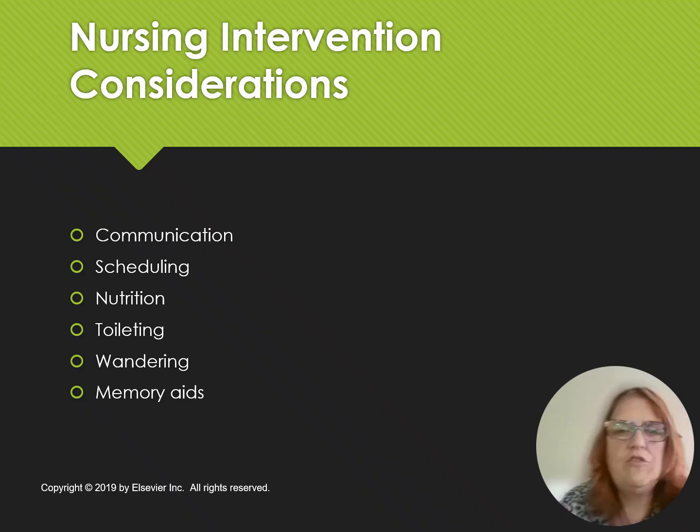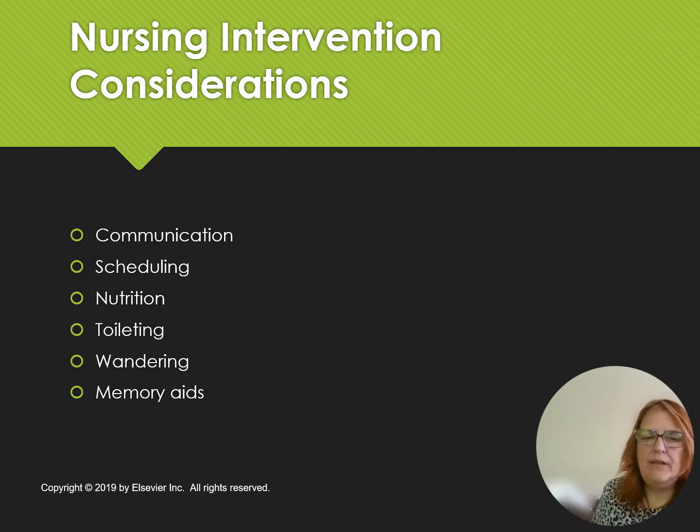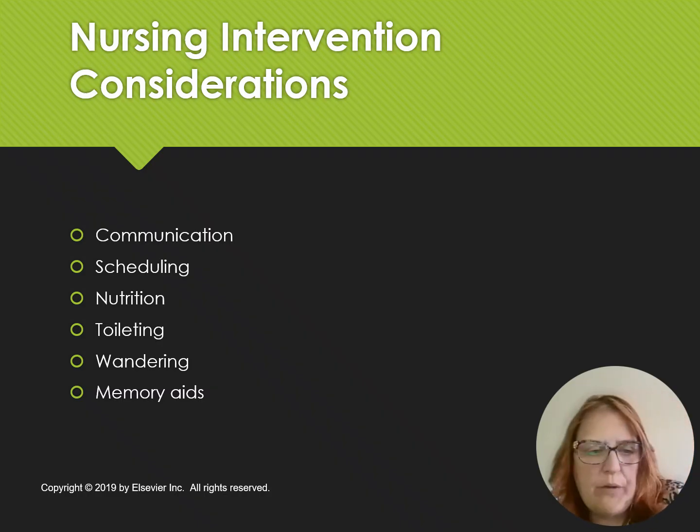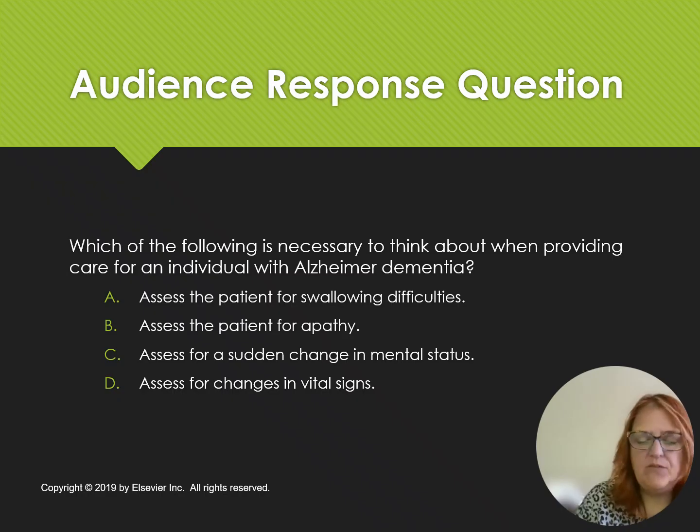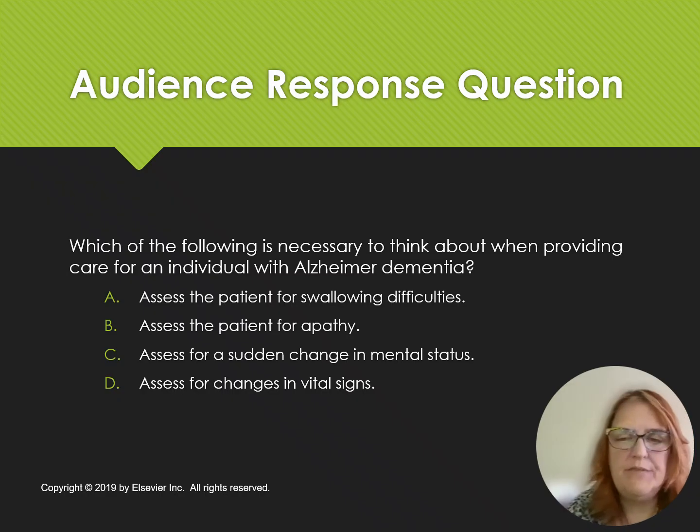So some nursing interventions considerations would be communication, scheduling, nutrition, toileting, wandering, and memory aids. I'll give you a second to read the next response question. And the correct response is A. Patients with Alzheimer's disease can have difficulty swallowing, so you always want to assess any swallowing difficulties they may have.